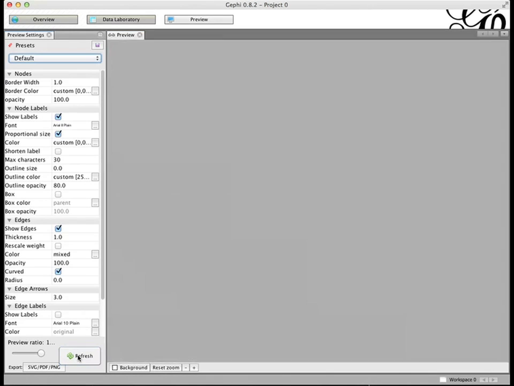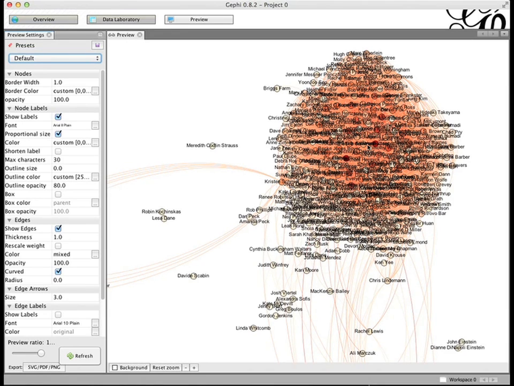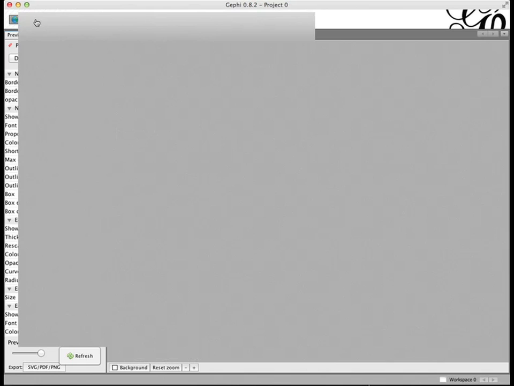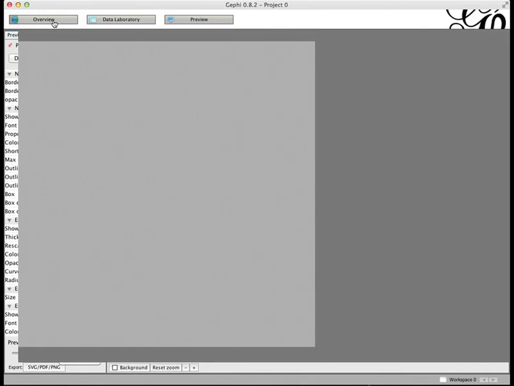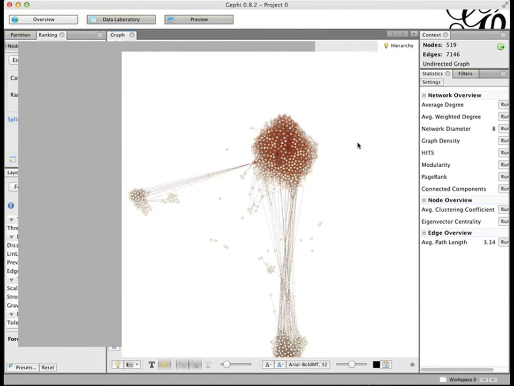I think we refreshed the view. There we go. And they're pretty hard to see. So what I'm going to do is go back to the overview. Not as easy to tease out as the other ones were.